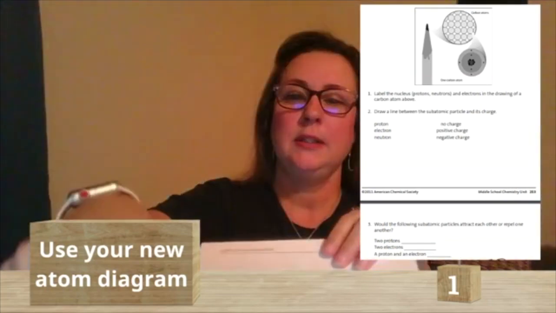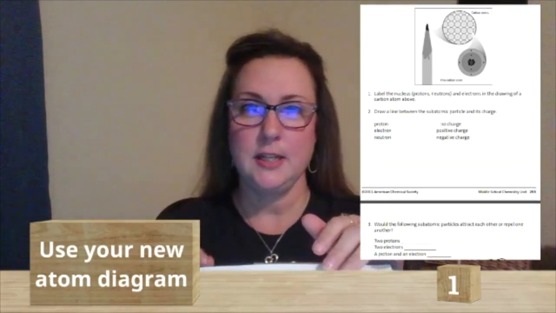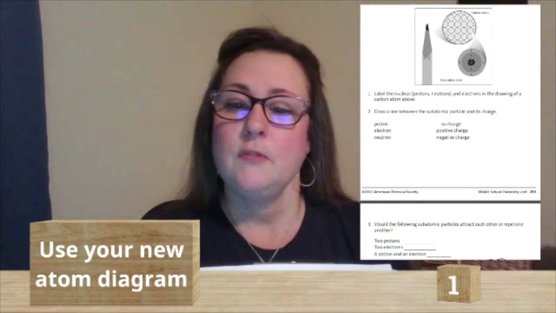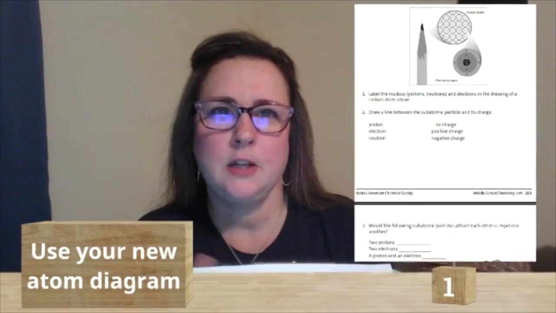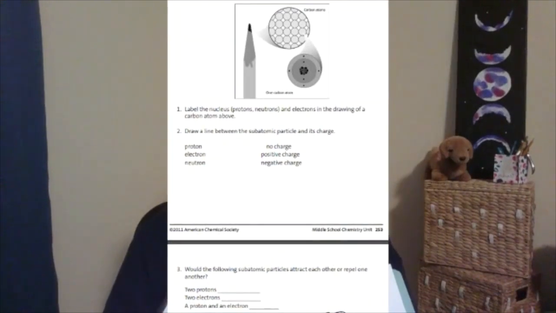Let's get started by just looking at the introduction it gives us. It tells us if we look closely at the tip of a sharpened pencil, and let me zoom in here to the picture they're talking about, you'll see that it's made of graphite. Going deeper, graphite is made of carbon atoms, and deeper still, each carbon atom is made of protons, neutrons, and electrons. In this lesson, you will explore these subatomic particles and their charges.